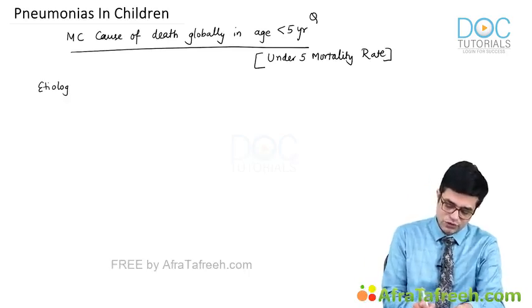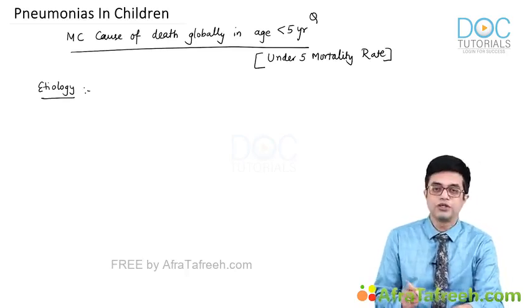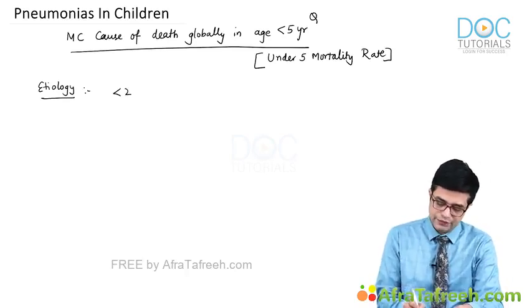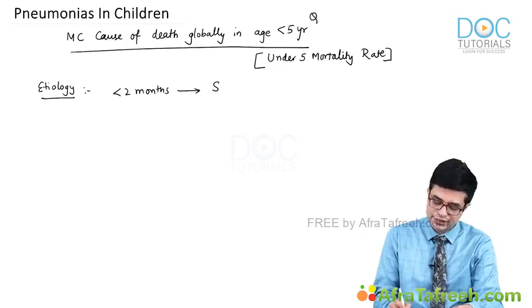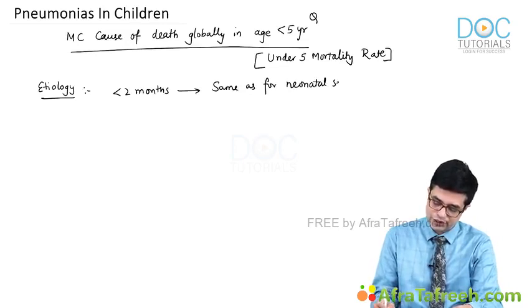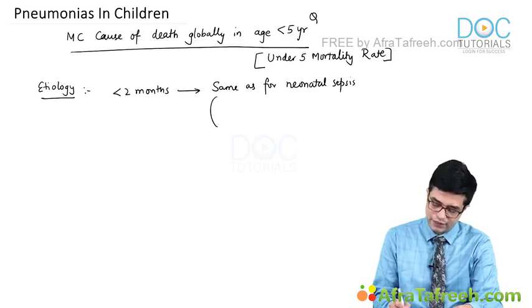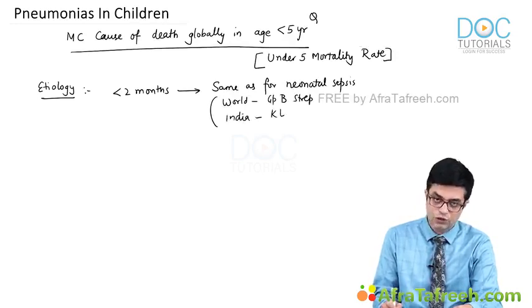Before we go towards the diagnosis, first we need to understand the etiological agents. So what are the agents who cause pneumonia? They vary according to the age group. If the age of the child is less than 2 months, the causes for pneumonia are the same as for neonatal sepsis, the ones we discussed in neonatal sepsis module. So in case of world, you will have group B streptococcus. In case of India, you will have Klebsiella. So this is something you have already done, right?